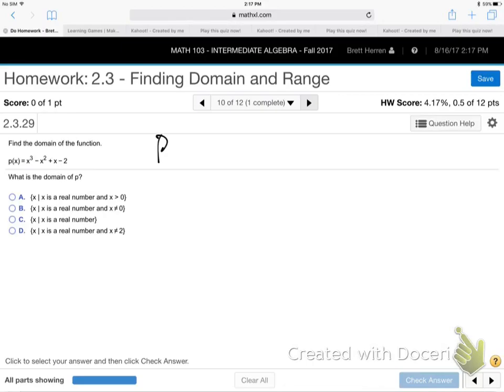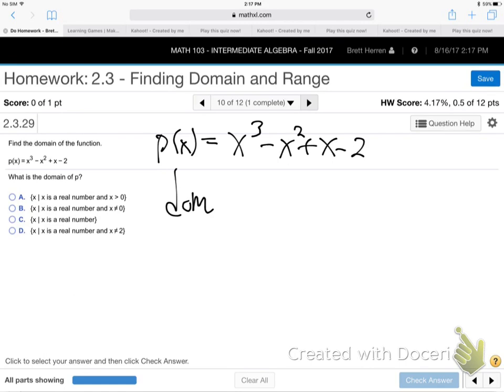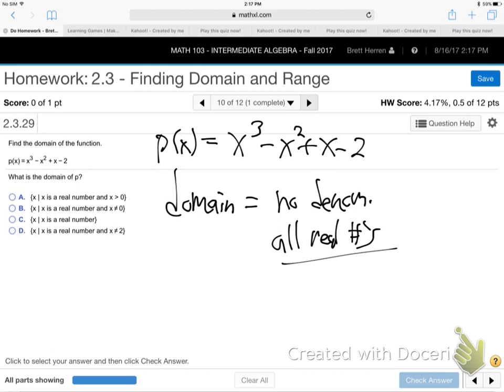All right, P, can you read it? P of x equals x to the third minus x squared plus x minus 2. What is the domain of that function? All reals. Done. There's nothing to do. There's no denominator. So all reals. All real numbers. Everything's fine, right? You can plug anything you want into that. It's got no problems at all. Nothing will choke it. Anything's fine. All real numbers. Simple, simple, right?